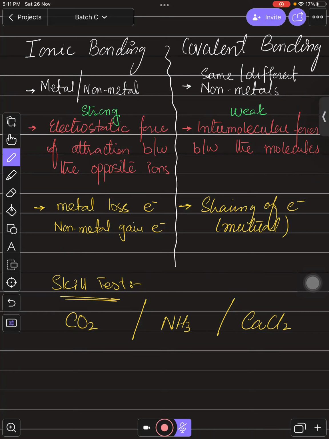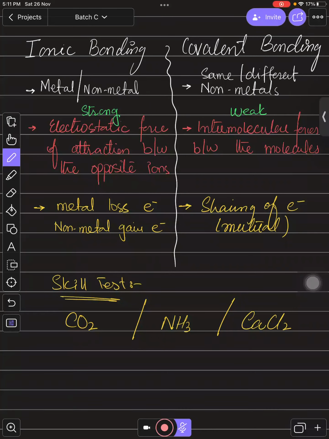Hamza, can you please repeat the second point? In ionic bonding, metals lose electrons and non-metals gain electrons, and in covalent bonding, the non-metals share electrons. Yes, that's great, but this is point number 3, and the point is perfectly right. You need to understand this whenever you are doing MCQs.